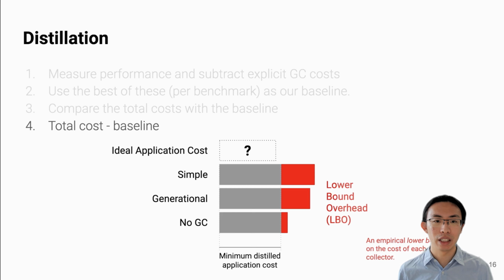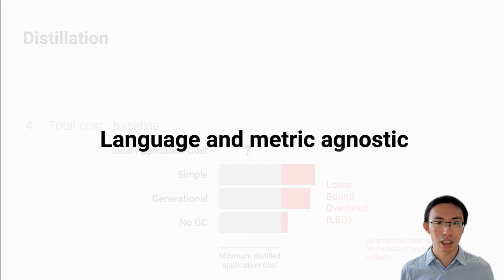It is an empirical lower bound on the cost of each collector, because the costs measured this way are smaller than the real GC cost. A nice thing about this methodology is that it is very simple and can be easily applied to different programming languages, and the distillation process is orthogonal to the cost metrics we care about. You can measure wall clock time, CPU cycles, or energy consumption, and so on.